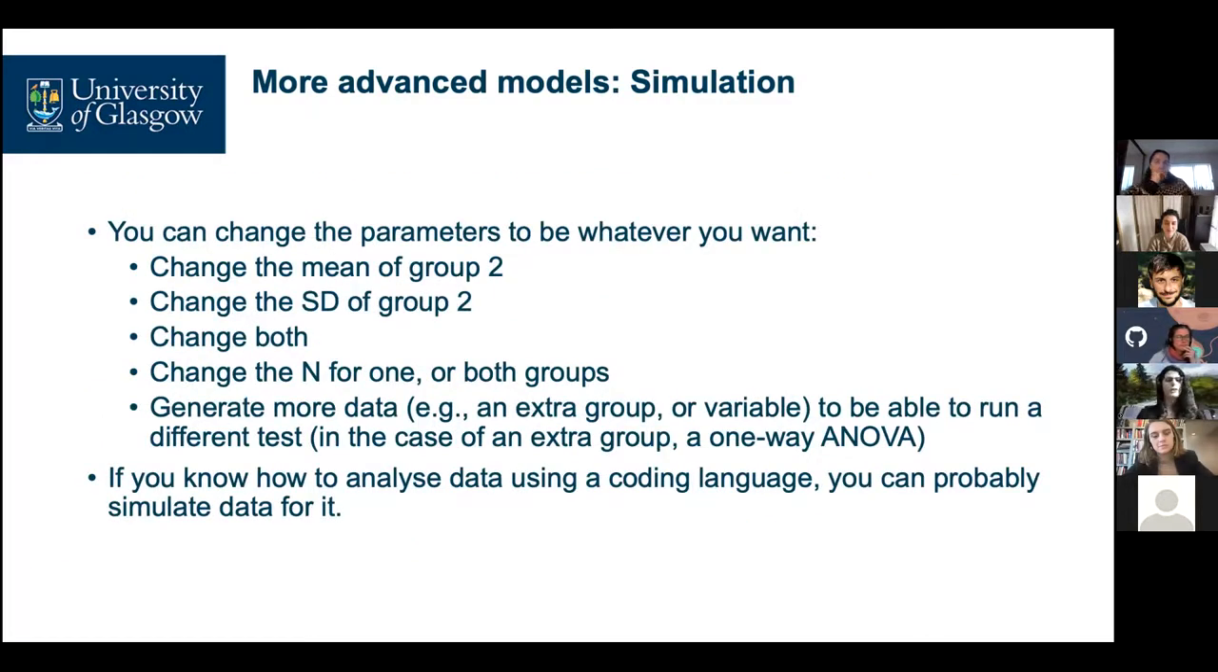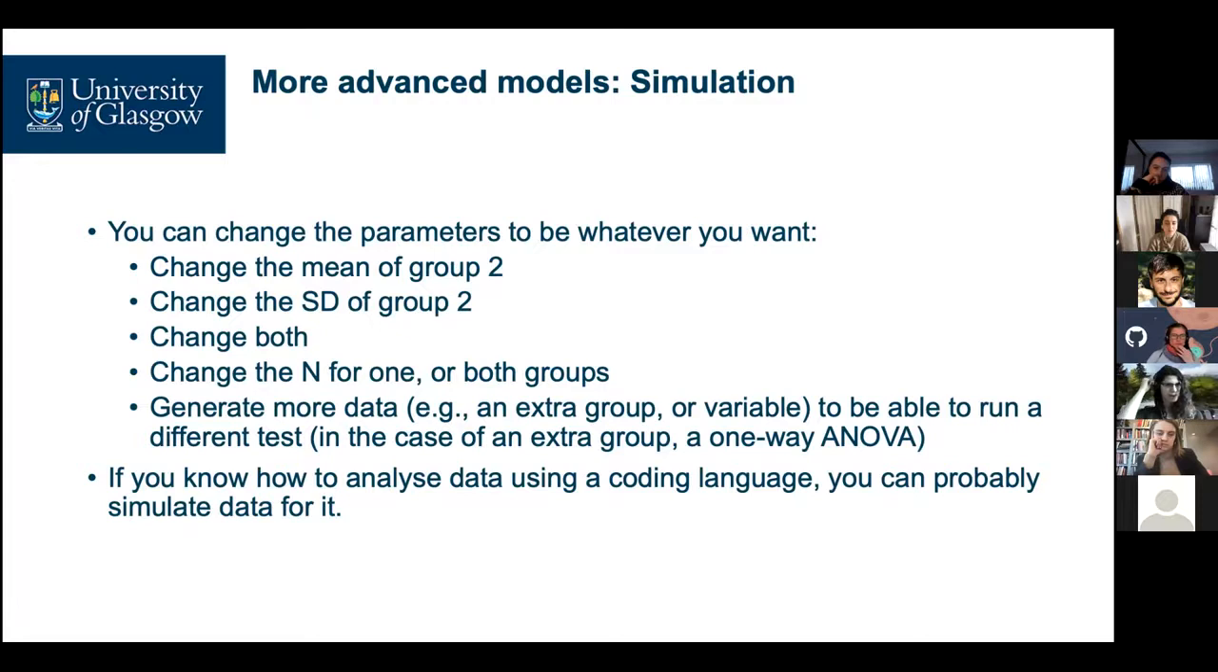So you can change the parameters to be whatever you want. You can change the mean of group 2, you can change the standard deviation of group 2, you can change both. You could change the n for one group or both groups. You could even generate more data in this way, so have an extra group or an extra variable. And this is how you can run more complicated models, so doing an ANOVA, for example.